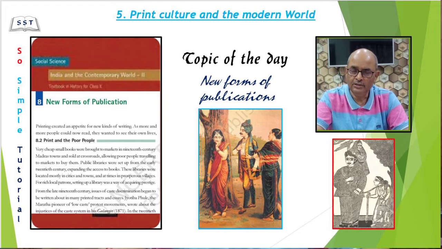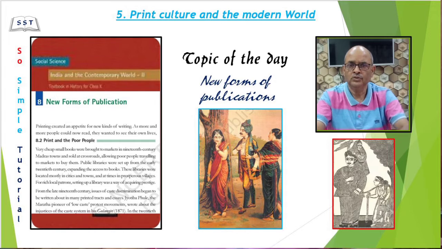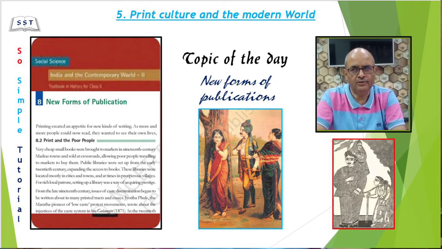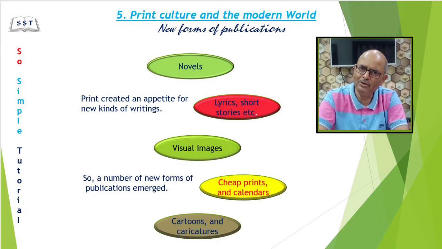In the previous class we had read religious reforms and public debates. Today we will read what new forms of publications came in the 19th century. Dear students, with the spread of literacy and knowledge, people wanted to see their own lives, experiences, emotions, and relationships reflected in what they read. In other words, an appetite or a kind of hunger was created for new kinds of writings. Thus, a number of new forms of publications emerged as a response. Let us see them one by one.